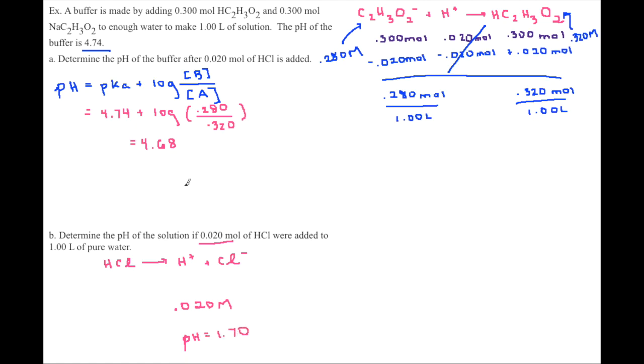Therefore, when I find the pH of this, I find that it's 1.70. So notice how important a buffer is, or how effective it is at reducing the amount that a strong acid can change the pH, because the pH was only changed from 4.74 to 4.68, while here the pH was changed from 7 of pure water all the way down to 1.70. So that shows you the value of a buffer in minimizing the effect a strong acid, or in other examples, a strong base will have in changing the pH of that substance.